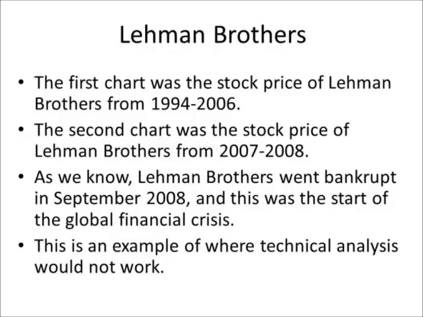Now the reason I have shown you this graph is that this is a fairly clear example of where technical analysis would not work. If we had looked at just that first graph, the stock price over a 12-year period, which is a long period, 94 to 2006, any analysis we would have done, be it statistical, be it graphical, would tell us that this should continue rising, when actually the exact opposite occurred.